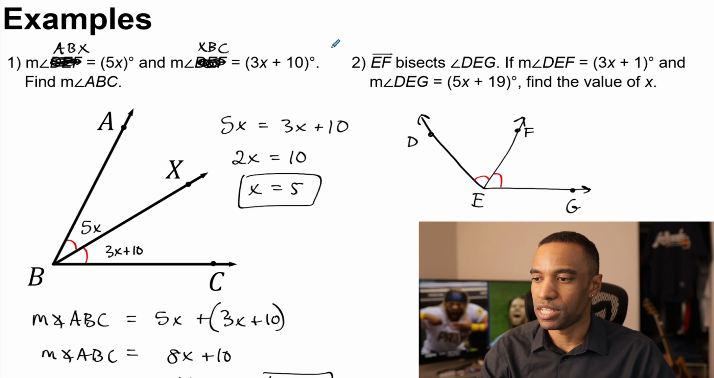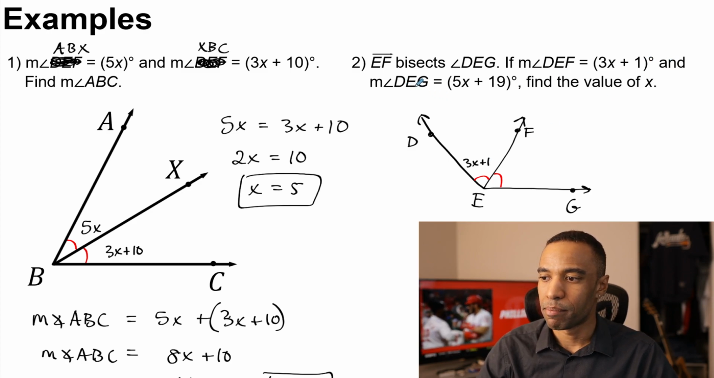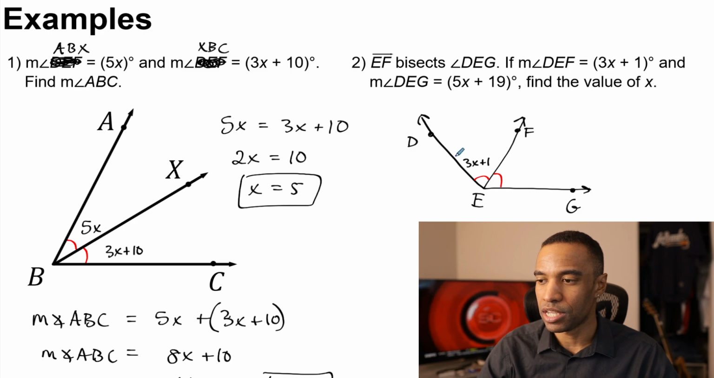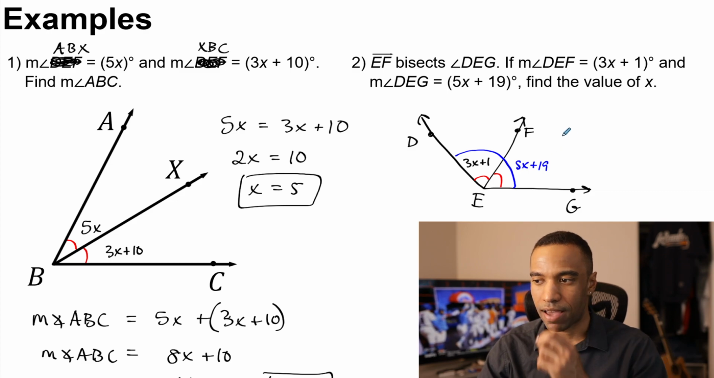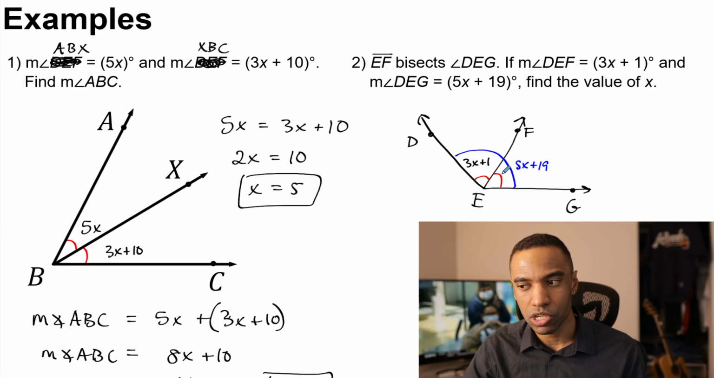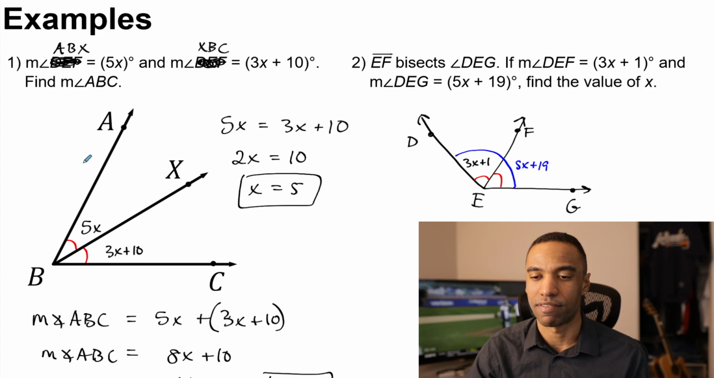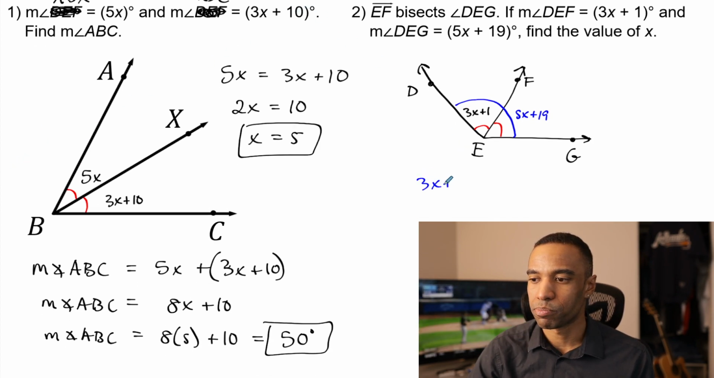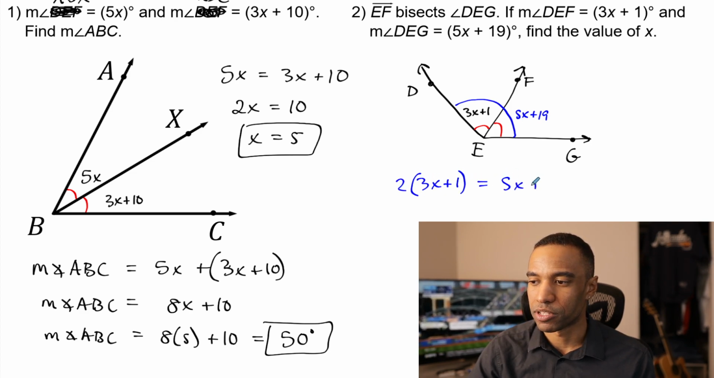If the measure of angle DEF equals 3x plus 1 degrees right there, and the measure of angle DEG, that's the whole thing, guys, not FEG, but DEG, the whole thing is 5x plus 19, find the value of x. So this is kind of like the segment bisector thing. If this is 3x plus 1, then so is this. So if I double up the 3x plus 1, I do get the whole thing, 5x plus 19. And that's exactly what I'm going to write as an equation here. 3x plus 1 doubled, or plus 3x plus 1, equals 5x plus 19.